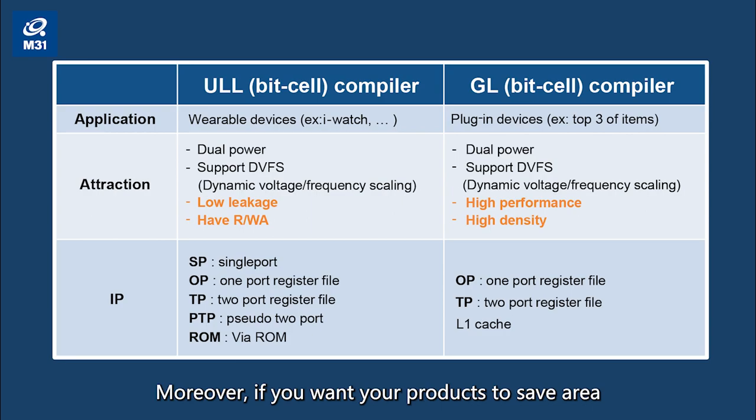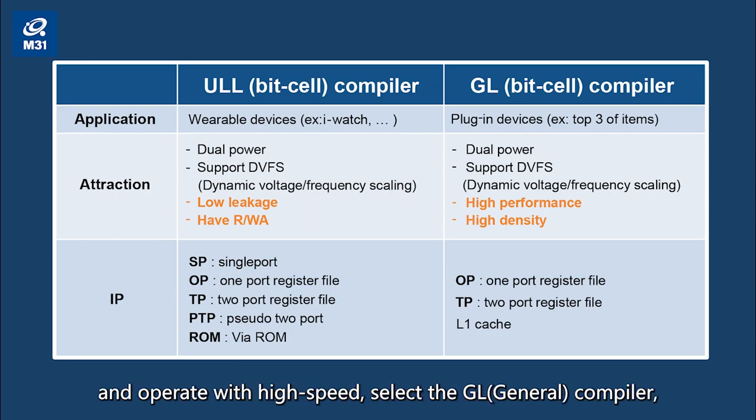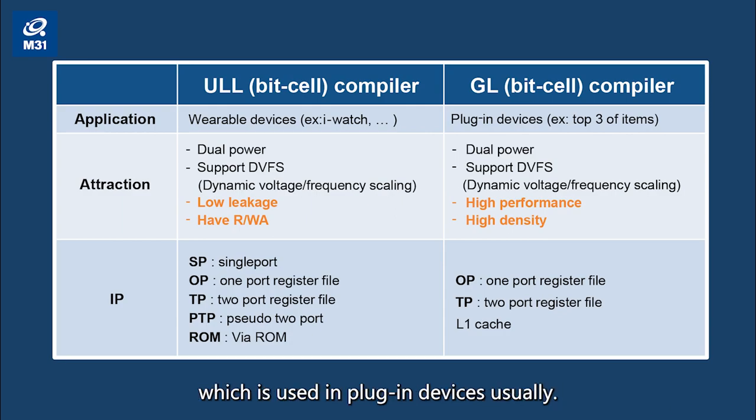Moreover, if you want your products to save area and operate at high speed, select the GL, General Compiler, which is usually used in plug-in devices. There are 3 types of GL-based cell memory compilers: one port, two port, and L1 cache. Particularly, the L1 cache memory is applied in CPU applications, and its fast data access time design will boost up the performance of the chip.